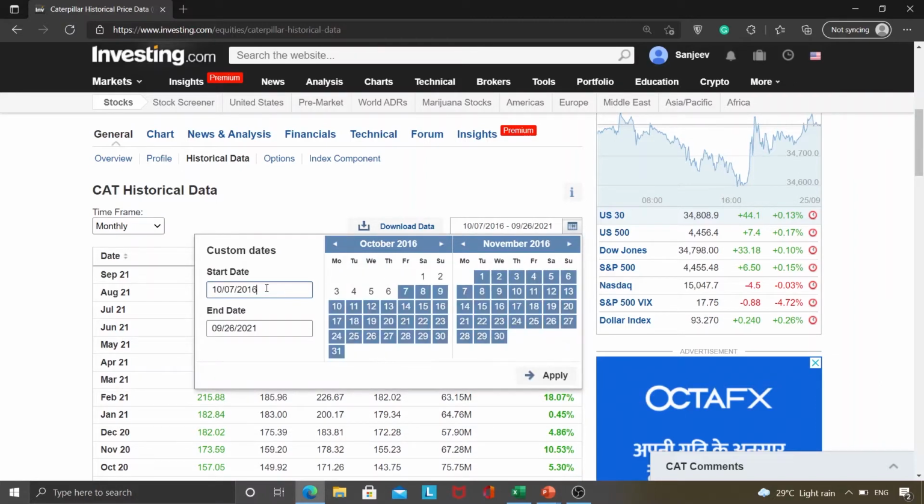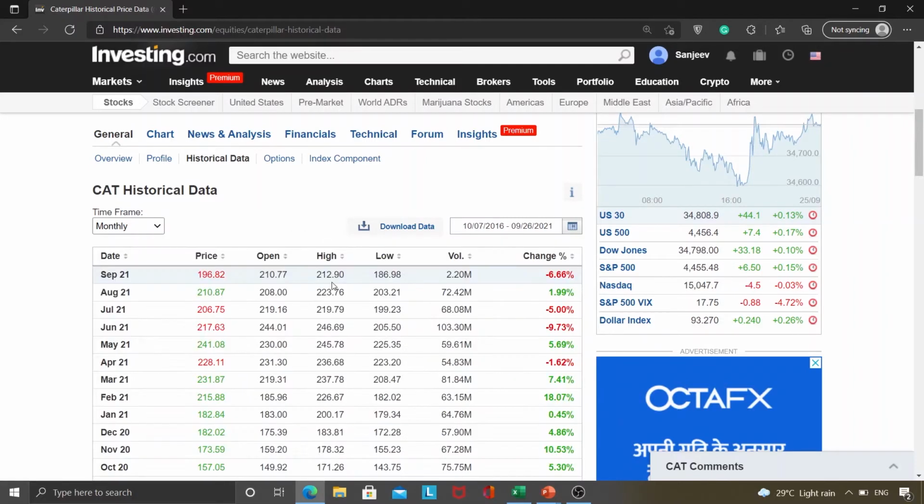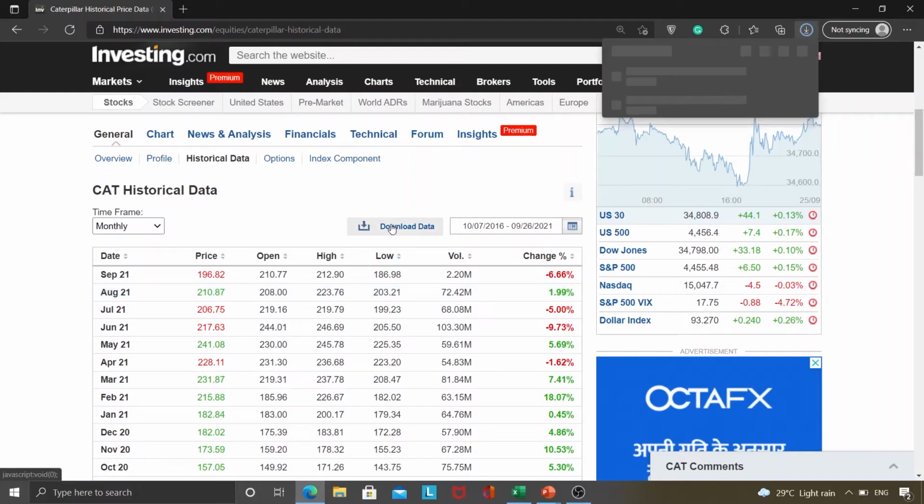From 2016 to 2021, I'm selecting the data. These are my details about the price and the month alongside that. Once I have found that, I shall download these details, and after downloading them, we shall put these details in Excel.